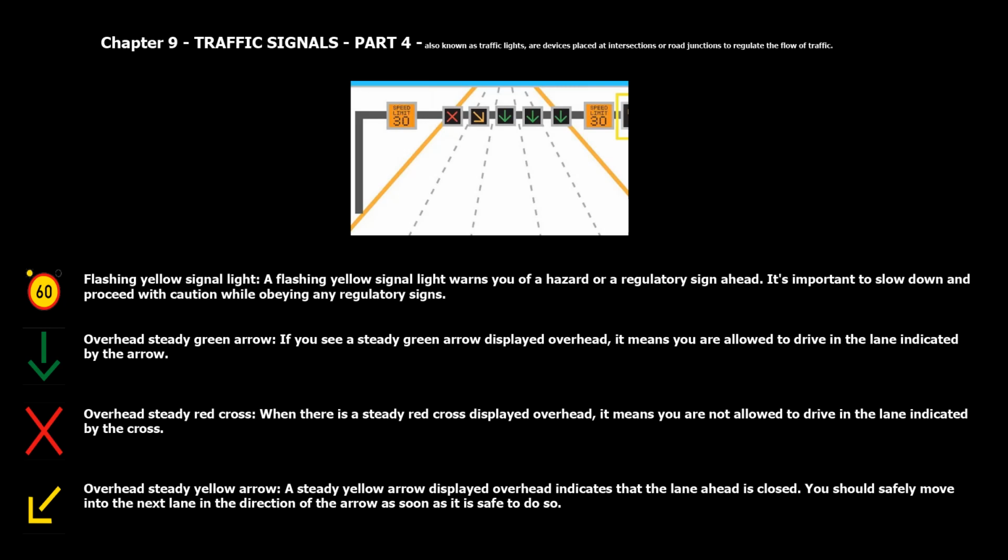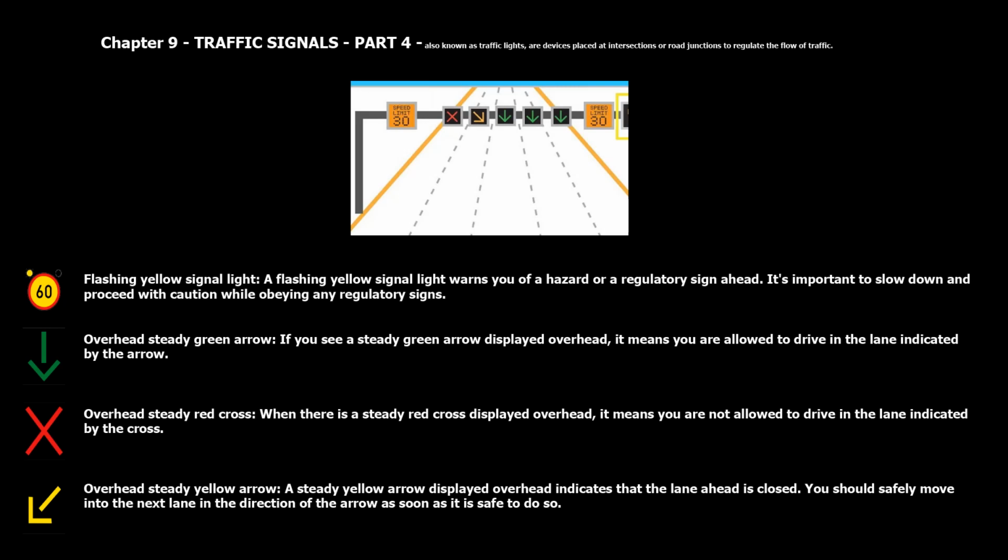When you see a steady green arrow displayed overhead, it means you are allowed to drive in the lane indicated by the arrow. In the picture, the overhead green arrow is saying that you can pass through these lanes. As you look up and you see a green arrow, it means you're in the right lane, drive in that lane.